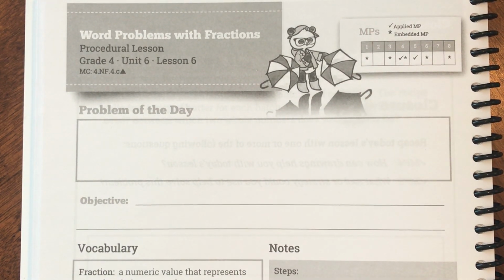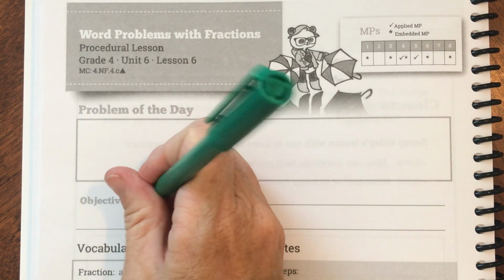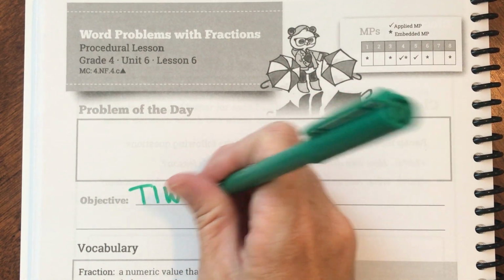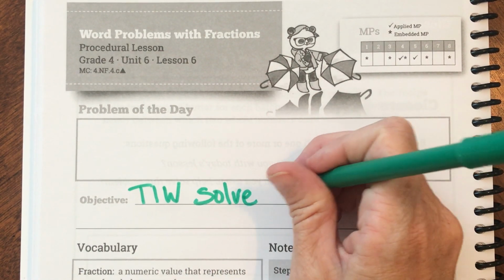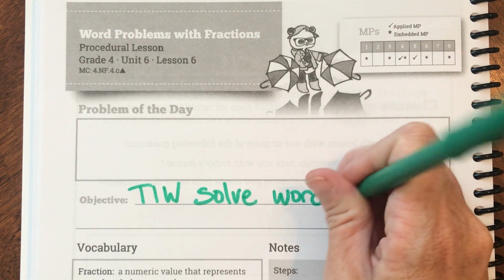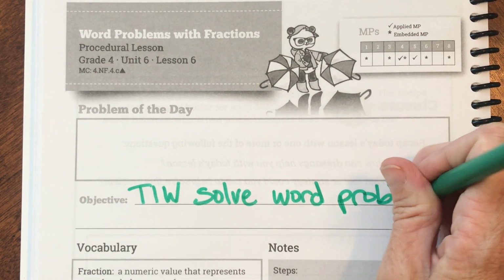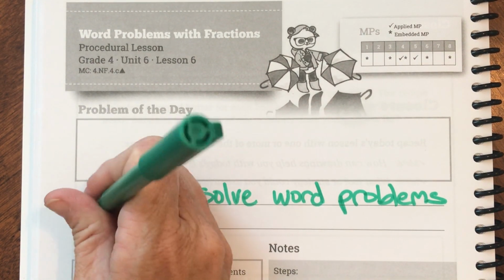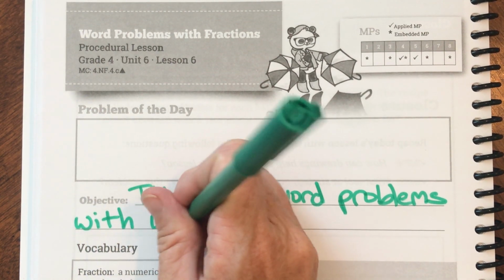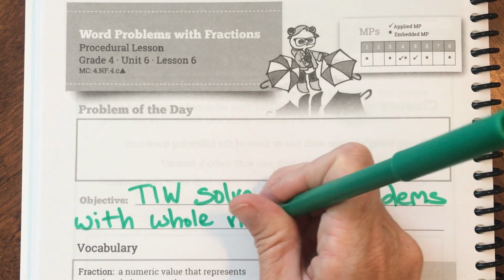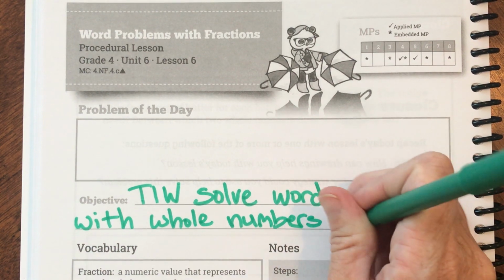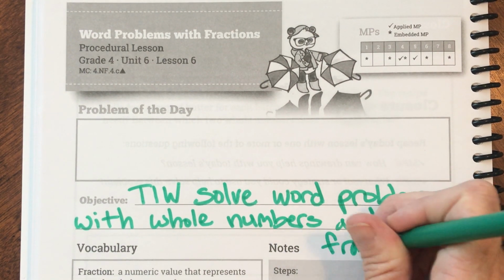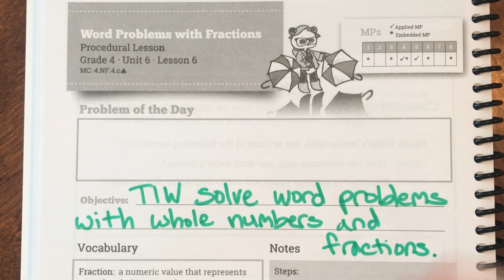Today we are on page 205 of your student journal, and our objective of the day is: today I will solve word problems with whole numbers and fractions. Okay, so our goal is today I will solve word problems with whole numbers and fractions.